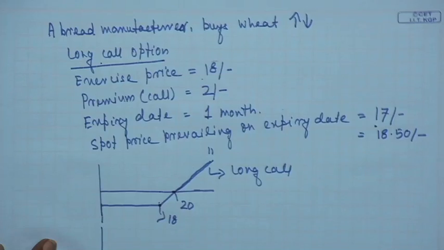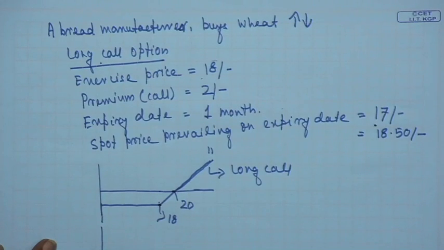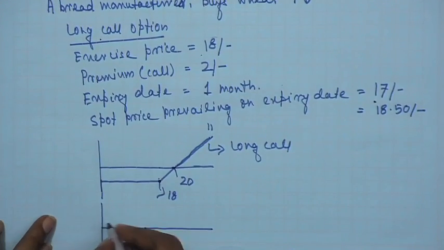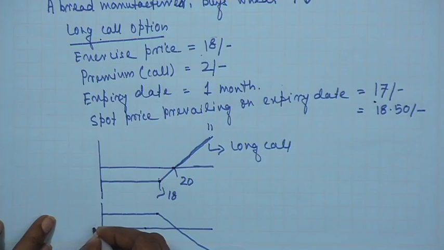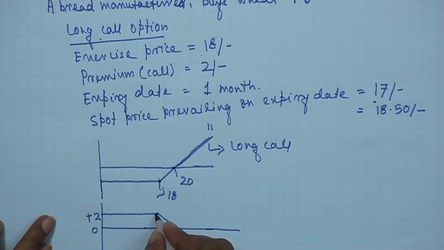Who is a counterparty? Counterparty is a short call. Again the same concept is applied here. So, the short call has a mirror image. If the price is less than 18 rupees, his benefit is going to be 2 rupees a kg. Any price higher than this, he will be earning less than that. So, any price higher than 20 rupees, he will start incurring loss.